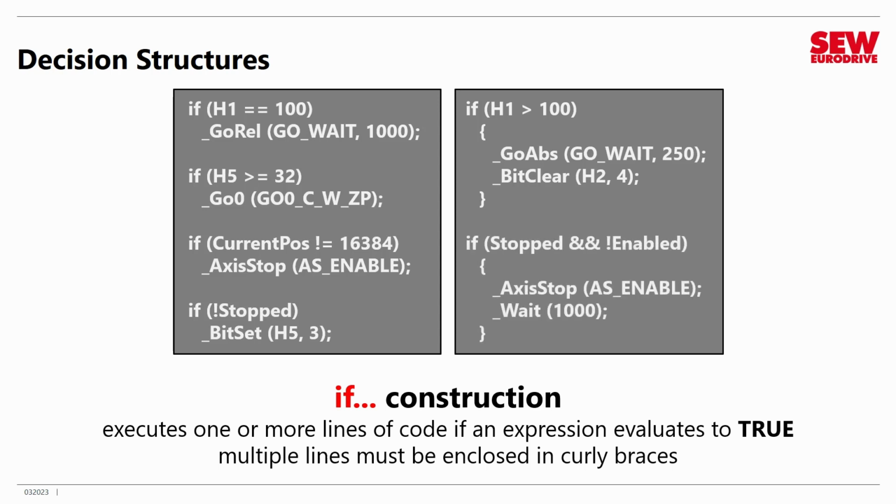And here's another where we have actually two expressions evaluated. If stopped and not enabled, do an axis stop and then wait. So it's going to check to see if stopped is true, and it's going to see if enabled is false. And if both conditions are met, it will output a true, and that if statement will execute those two lines of code. Pretty handy.